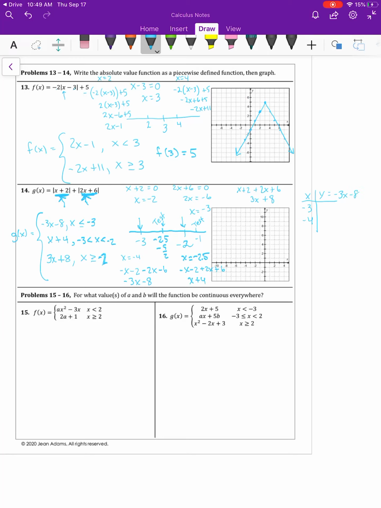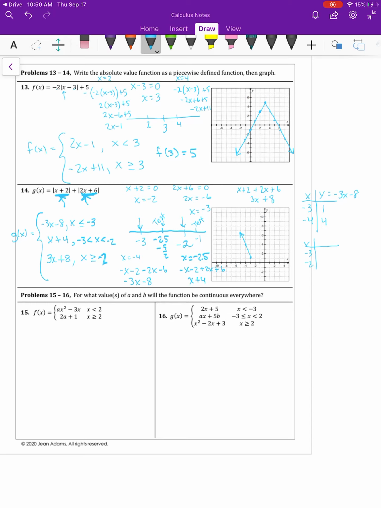If I put negative 3 in, I get 1, because that'd be positive 9 minus 8, 1. If I put a negative 4 in, I get 12 minus 8, 4. And so negative 3, 1, and negative 4, 4. You can see that it's going to be going this way, right? That's that piece of the function. Now, the next piece of the function is just in between negative 3 and negative 2.